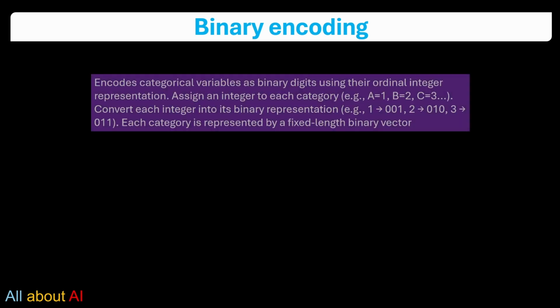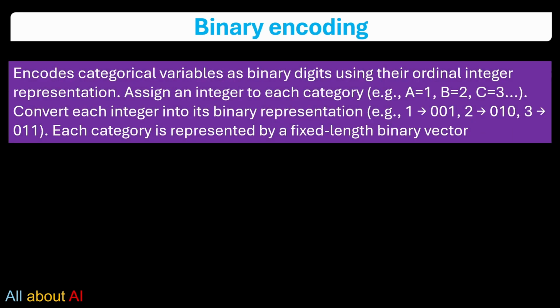Binary encoding. Binary encoding is a method for converting categorical variables into binary digits, using their ordinal integer representation. Each category is assigned an integer. For example, a equals 1, b equals 2, and c equals 3. So after binary representation, 1 becomes 0, 0, 1, 2 becomes 0, 1, 0, and 3 becomes 0, 1, 1, and so on. Each category is now represented by a fixed length binary vector.